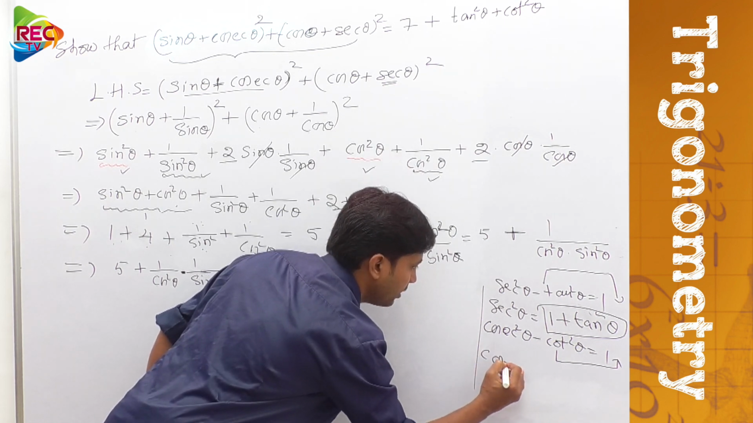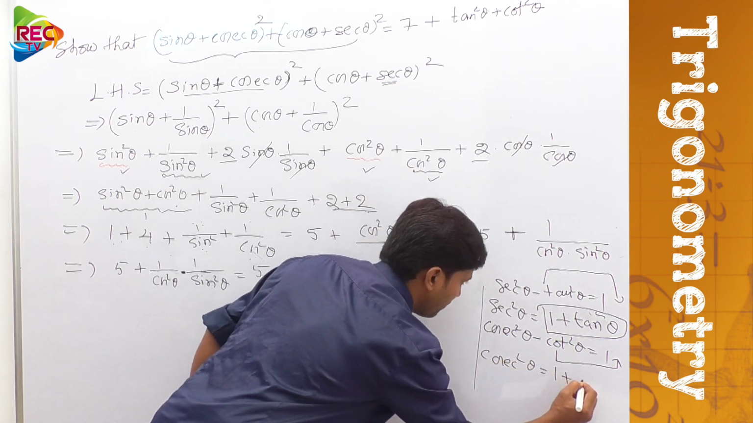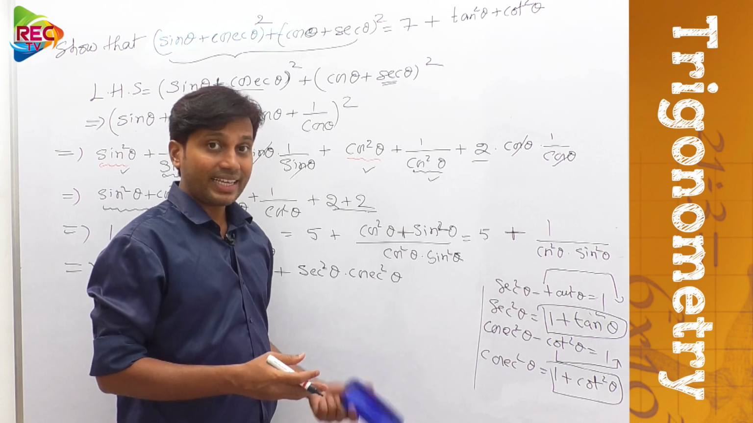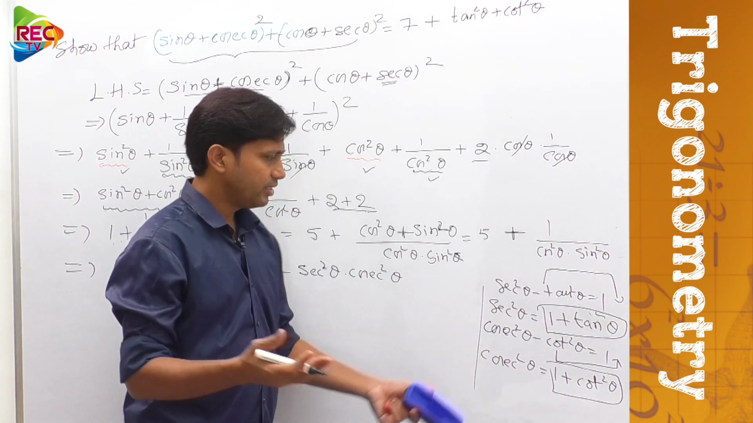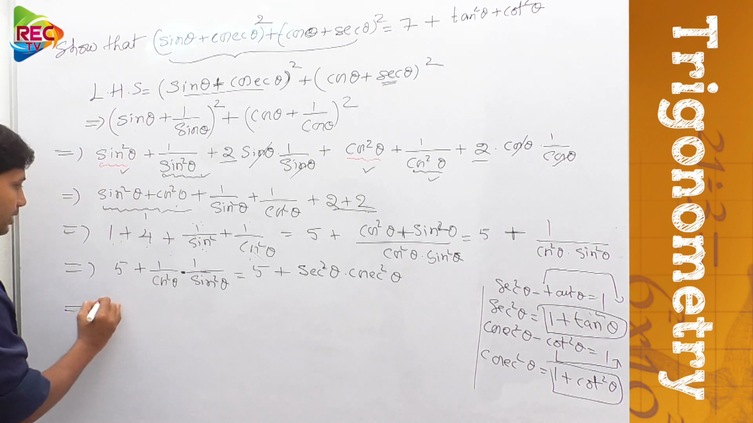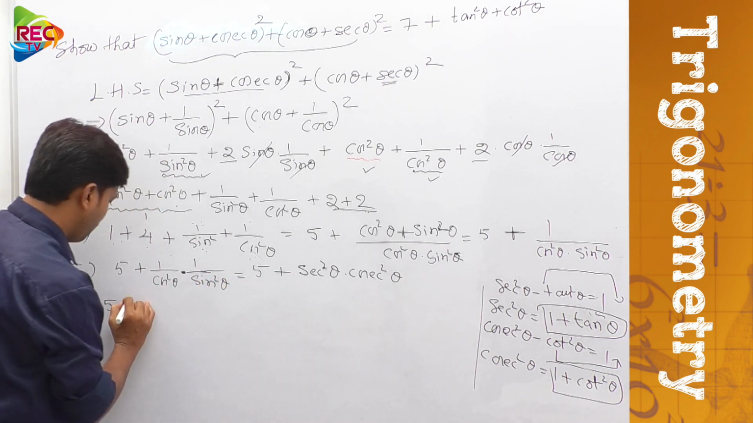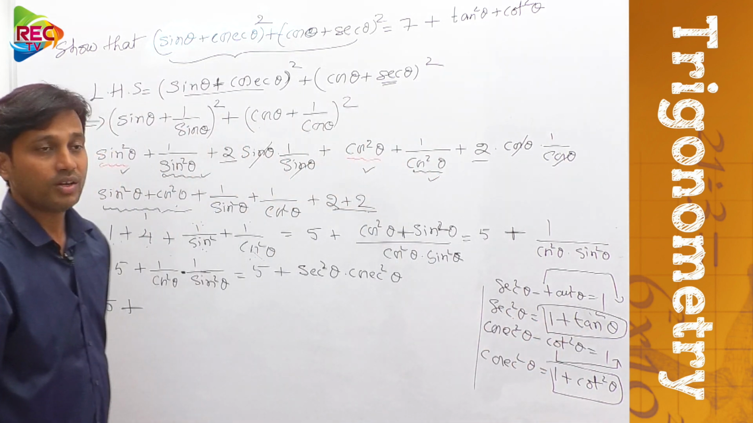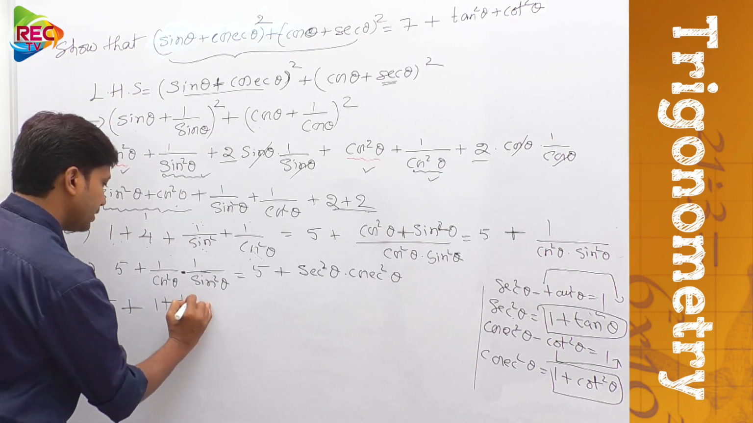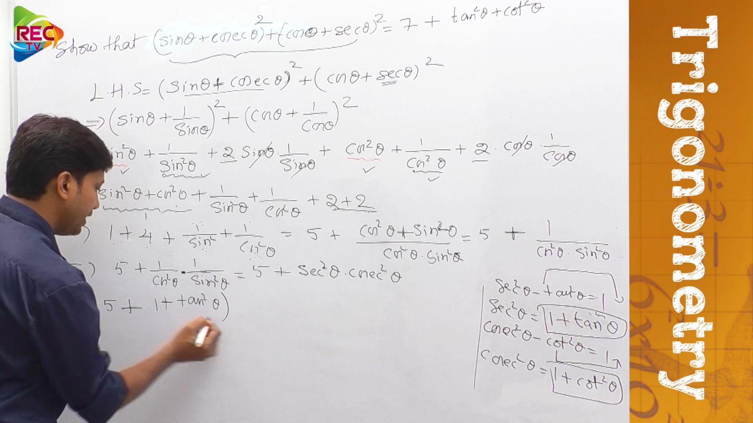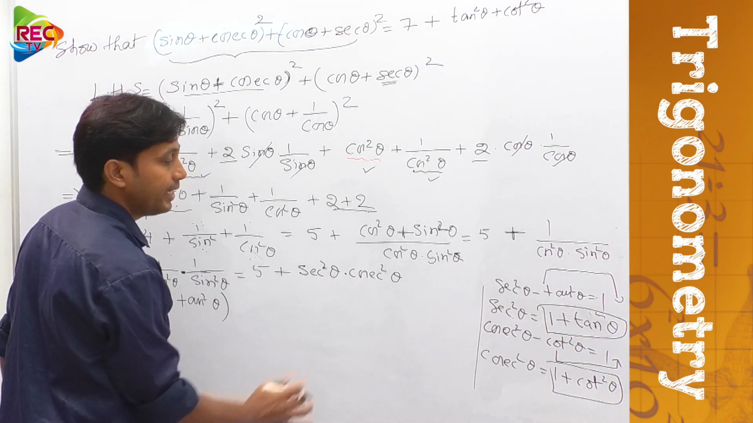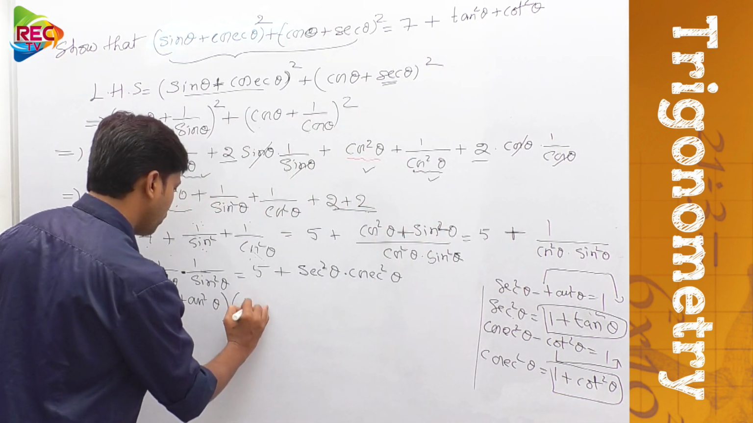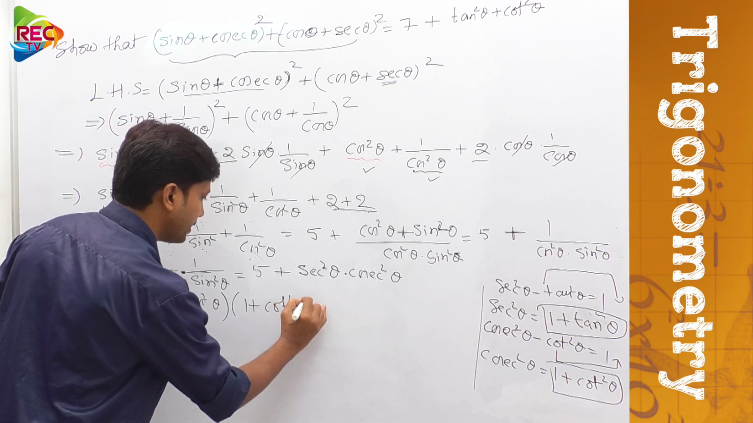So it can be written as cosecant square theta equal to 1 plus cot square theta, right? So here cosecant square theta can be replaced by 1 plus cot square theta. Just do that. Okay, see here, 5 plus secant square theta can be written as what? 1 plus tan square theta from the basic identities. Okay, 1 plus tan square theta, multiplied into cosecant square theta, which can be replaced by 1 plus cot square theta. Write it down, 1 plus cot square theta.